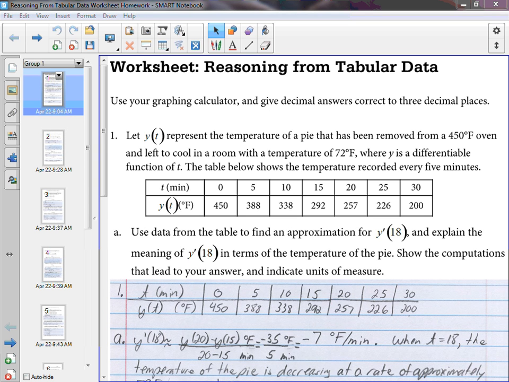What would you still like to go over then from tabular data? Lindsay? 6A.